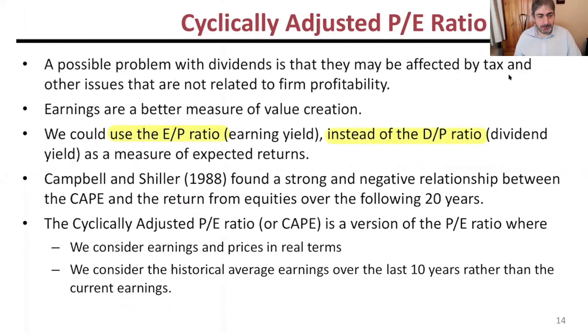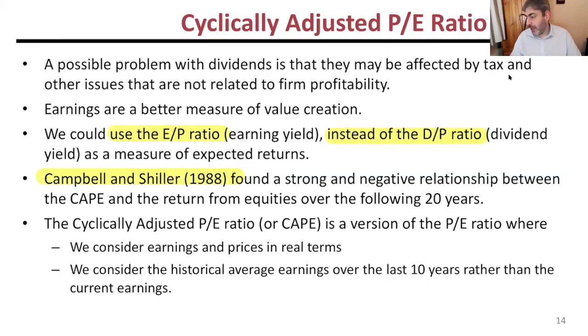But while we are going to use earning to price instead of dividend to price, we are going to make a change. In 1988, Campbell and Schiller published a very important paper where they show that there is a very negative relationship between price earning and future returns. Okay, that's exactly what we want. We want something that can predict returns. So they say, look, price earning is a negative correlation with returns, but you need to adjust the price earning, okay? And you need to adjust it in two ways.